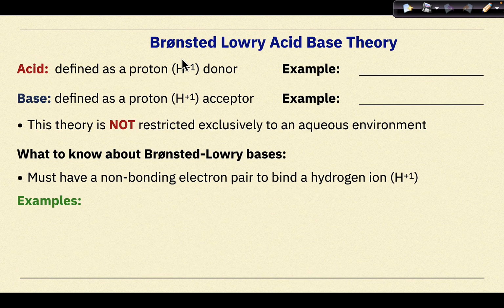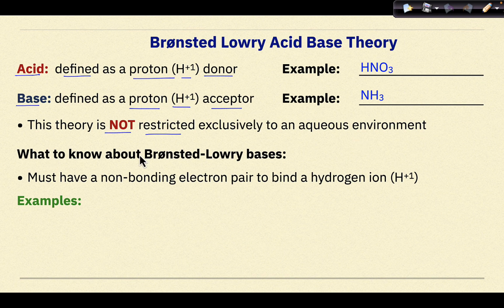Now let's talk about the Brønsted-Lowry acid-base theory. In this theory, an acid is defined as a proton or hydrogen ion donor. An example of this could be something like nitric acid, HNO3. A base is defined as a proton or hydrogen ion acceptor. An example here could be something like ammonia. This theory is not restricted exclusively to an aqueous environment.